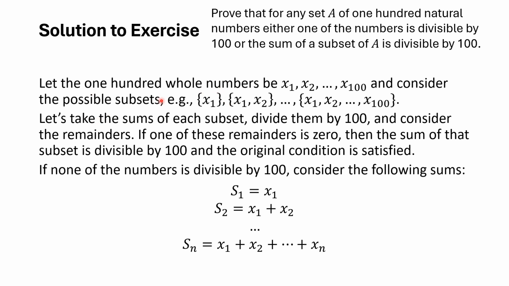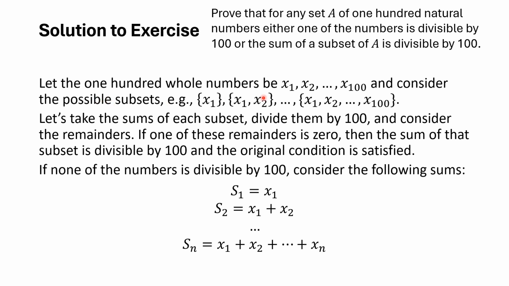Let 100 whole numbers be these here. Since we don't know exactly what they are, we'll just use some variables here. So x sub 1, x sub 2, x sub 100. And again, they don't need to be in order. They could be consecutive or not. So this first one could be 2, this could be 7, the last one might be 5082. So any set of 100 whole numbers is the condition, and we want to show that either one of the numbers is divisible by 100 or the sum of some subset is divisible by 100.